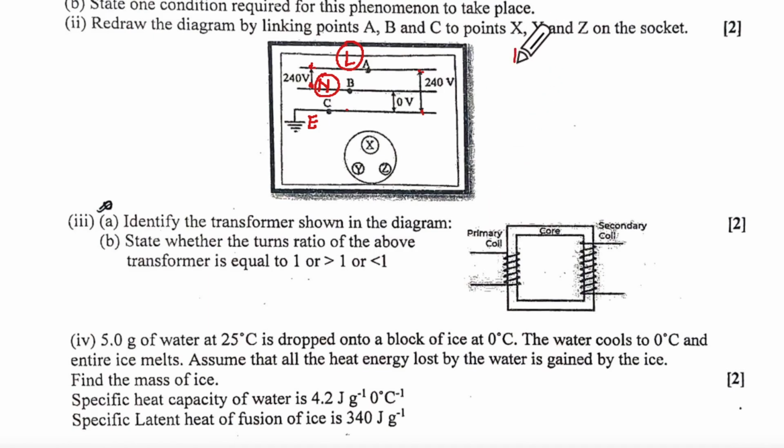Now they are telling you, 2 marks this is, right? So you will write A, B and C. You can write this on your own, correct? To redraw the diagram by linking points A, B and C. Okay. I finished this much. I have not yet finished the entire thing.